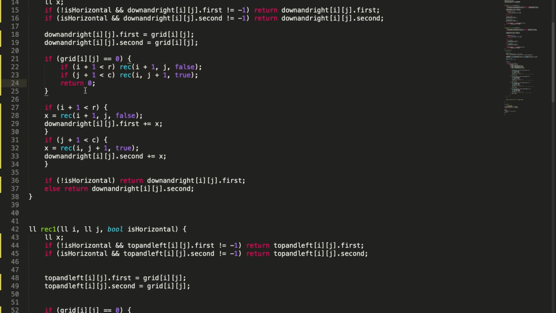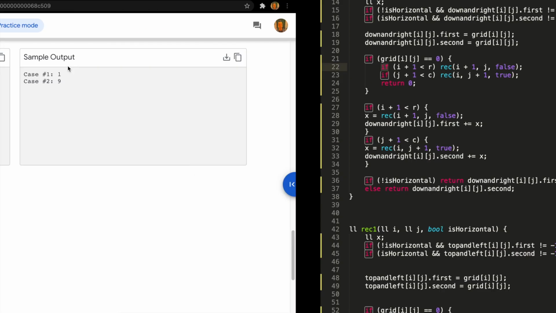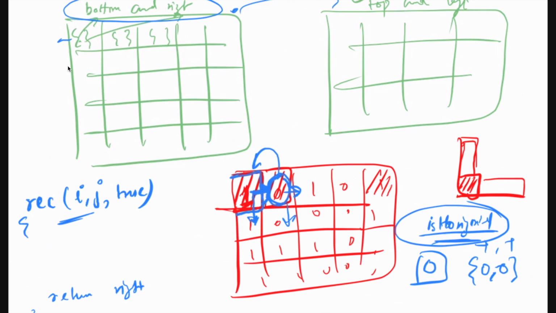Now if it's 0, what does that mean? It means that I don't have to increment, I don't have to put any values here. The value here will always be 0. The length of the total number of ones in all these 4 directions will always be 0, because the cell value is itself 0. Because if this is 0, then we cannot have this as a shared cell.